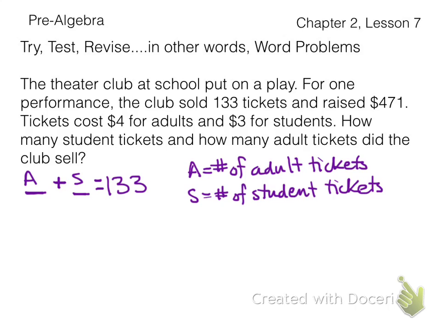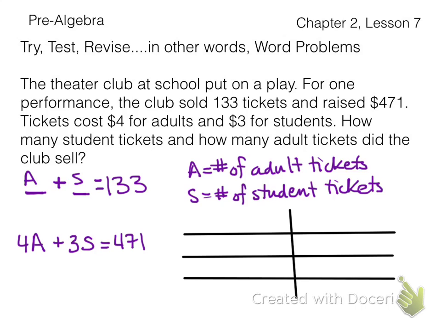All right, now we need to figure out how this whole cost thing gets into it and the fact that they raised $471. Well, we know that the adult tickets cost $4 and the student tickets cost $3. So 4 times A plus 3 times S is going to equal 471. All right, here's when the guess and check comes in.